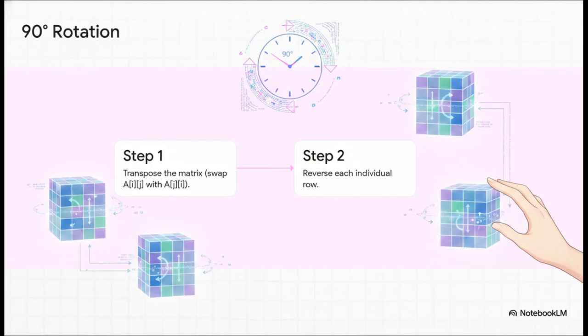And what about when we actually manipulate those matrices in practice? Say you need to perform an in-place 90-degree clockwise rotation. Honestly, don't overcomplicate the math here. It is just a super elegant two-step process. You transpose the matrix by swapping your rows and columns, and then you just reverse each individual row.